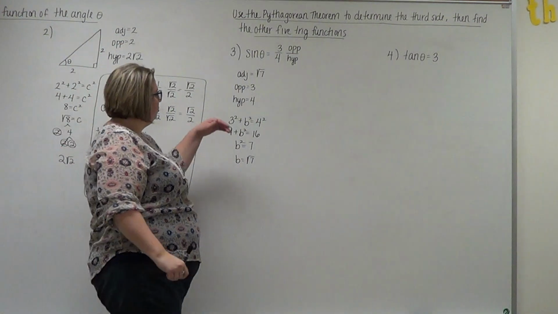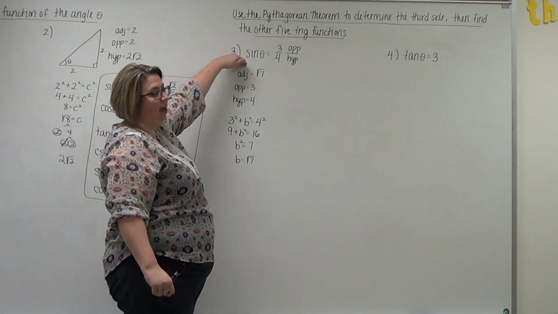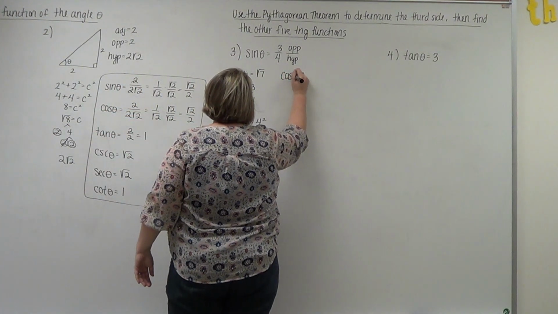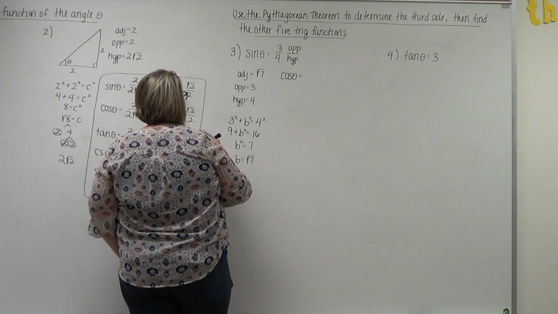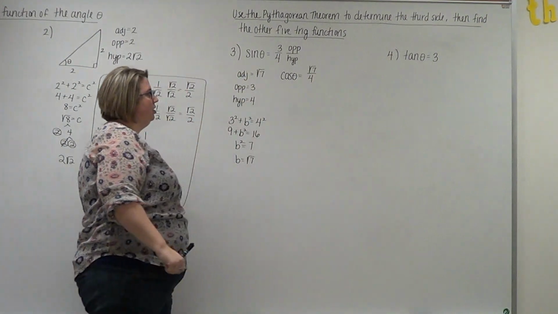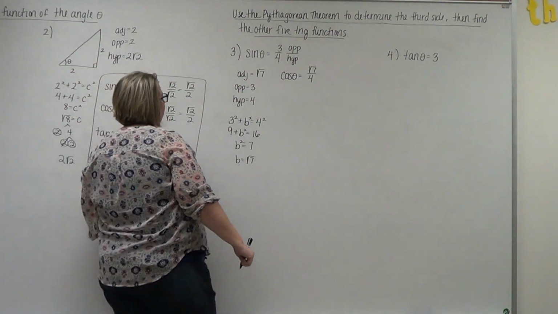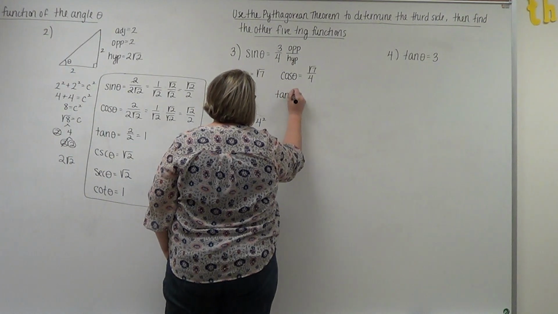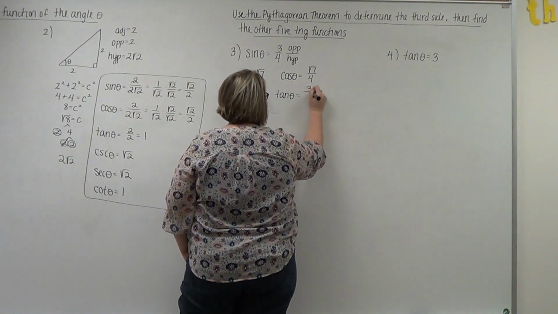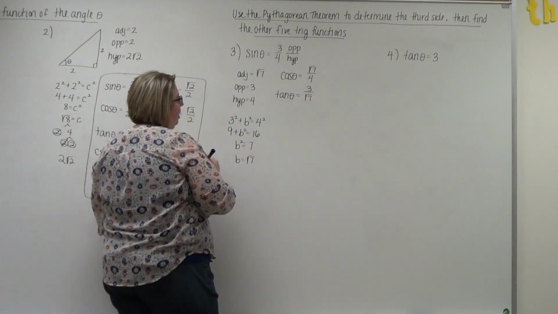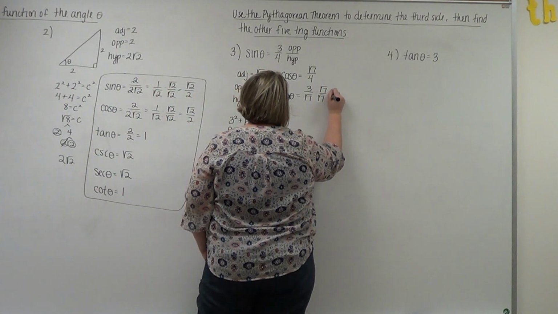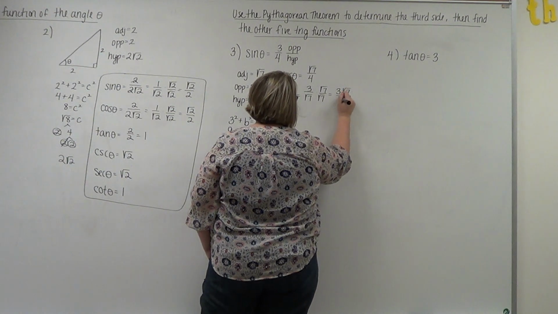Okay, so what we have to do now is find the rest of the 5. Because we already have this one, the 6th one. So I already have sine, so the next one I'd find would be cosine. So cosine is adjacent over hypotenuse. So square root of 7 over 4. Tangent is opposite over adjacent. So I'd have 3 over square root of 7. Okay, but I can't leave the square root of 7 in the bottom, so we're going to have to rationalize the denominator. So this would be 3 square root of 7 over 7.